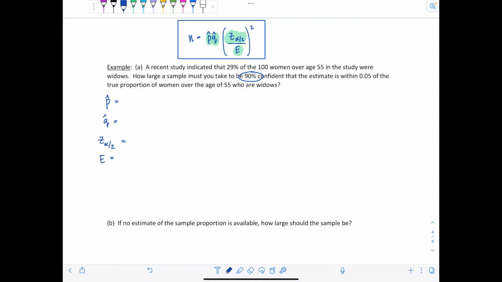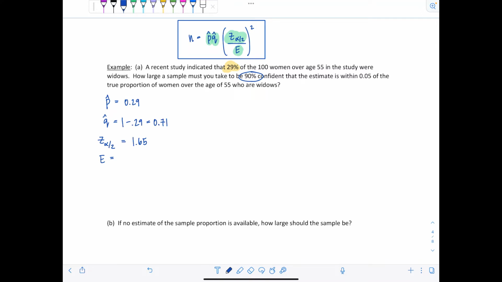Okay, so p hat, it's right here. 29% of the 100 women were widows. So p hat is 0.29. Q hat is 1 minus 0.29, so that's 0.71. Z sub alpha over 2. Well, they want us to be 90% confident, so that corresponds with 1.65 for z sub alpha over 2.